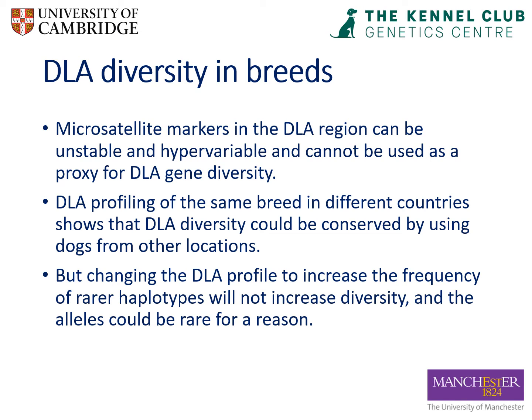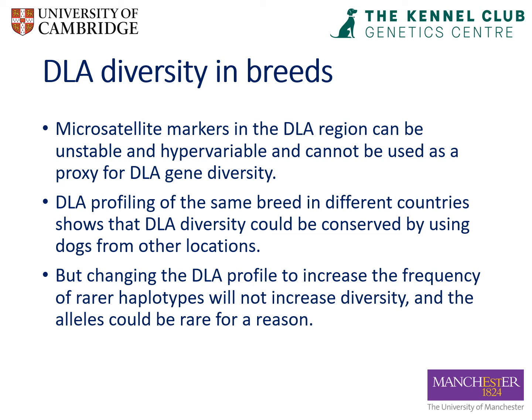So just a bit about DLA diversity in breeds, and just to quickly touch on microsatellite markers. In genetics, microsatellite markers have been used over the decades in disease mapping and parentage testing and profiling. They've also been looked at in the DLA region, but our currently unpublished data from the class 2 region shows that they can be really unstable and hypervariable in this region, and they aren't really linked to the functional DLA class 2 alleles. So they can't be used as a proxy to tell you about the diversity of the actual genes. So you really need to type the genes themselves.